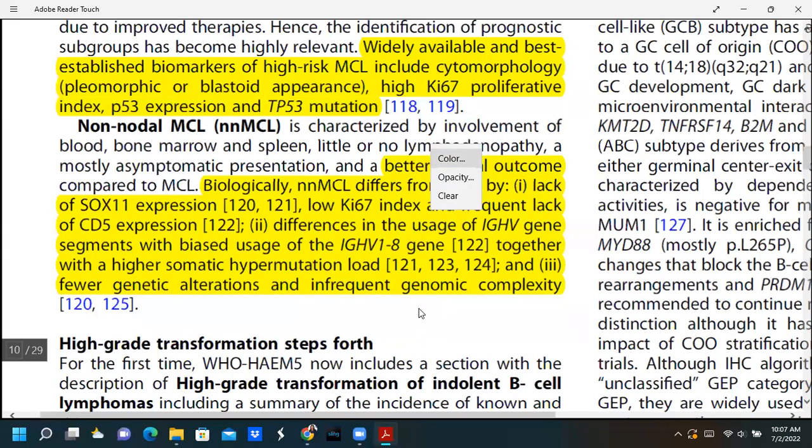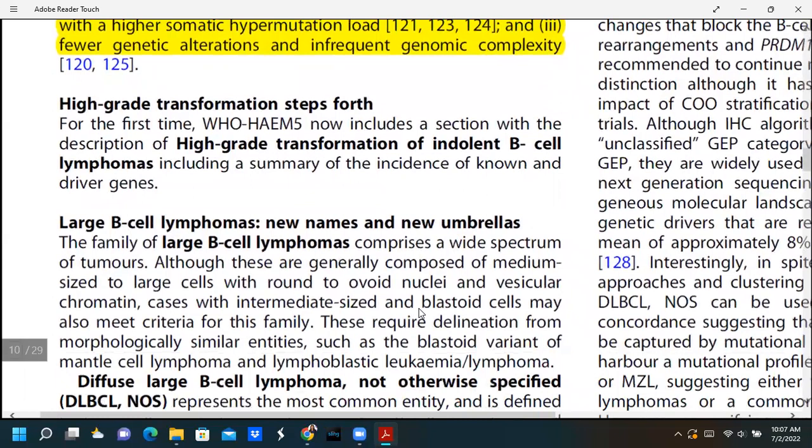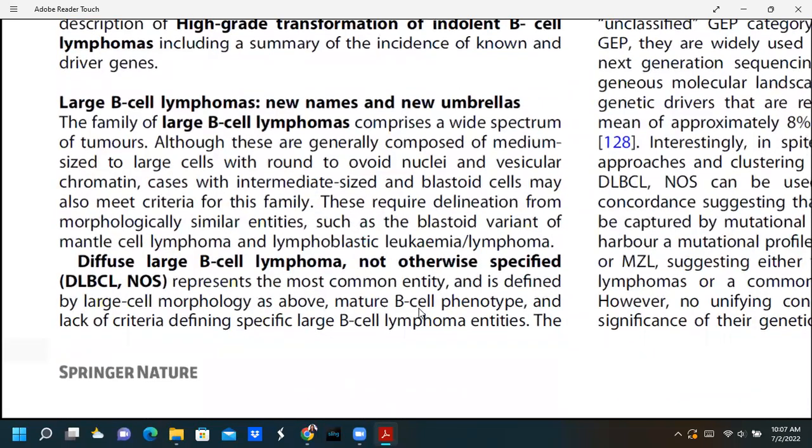So that's that. Now, high-grade transformation steps forth. For the first time, Heme 5 now includes a section with description of high-grade transformation of indolent B-cell lymphomas, including the summary of incidence of known and driver genes. So basically, large B-cell lymphomas, new names and new umbrellas.